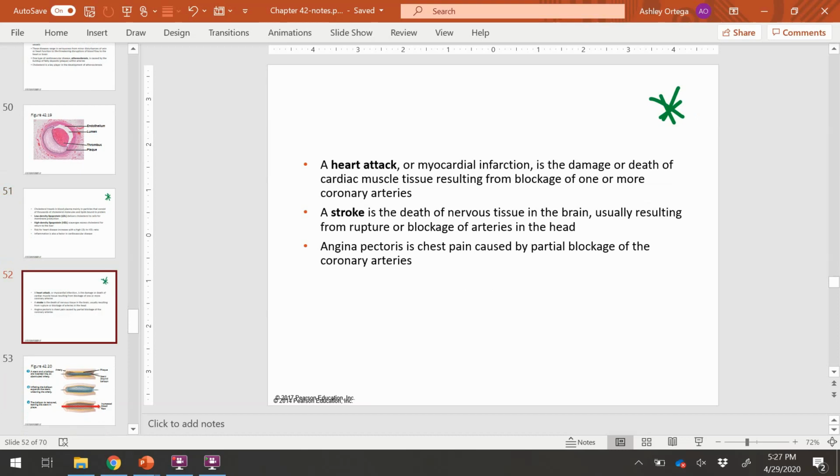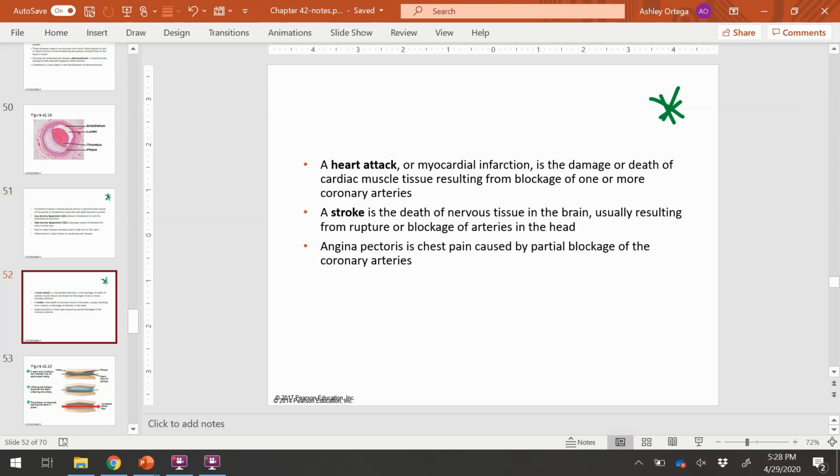In terms of heart malfunction, a heart attack or myocardial infarction is the damage or death of cardiac muscle tissue resulting from blockage of one or more coronary arteries. So coronary arteries will go to the heart. This provides the heart with the oxygen that it needs for its muscle cells and its other tissues to pump blood continuously. And so when there's a blockage in one of those arteries, that can result in a heart attack.